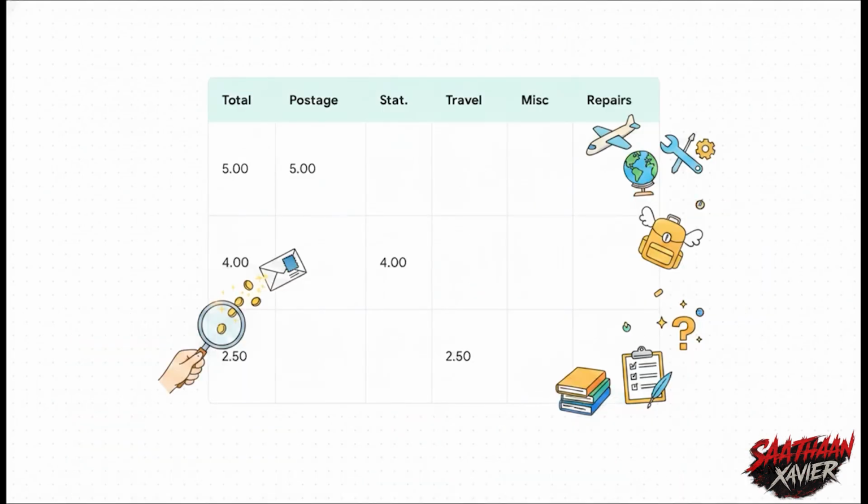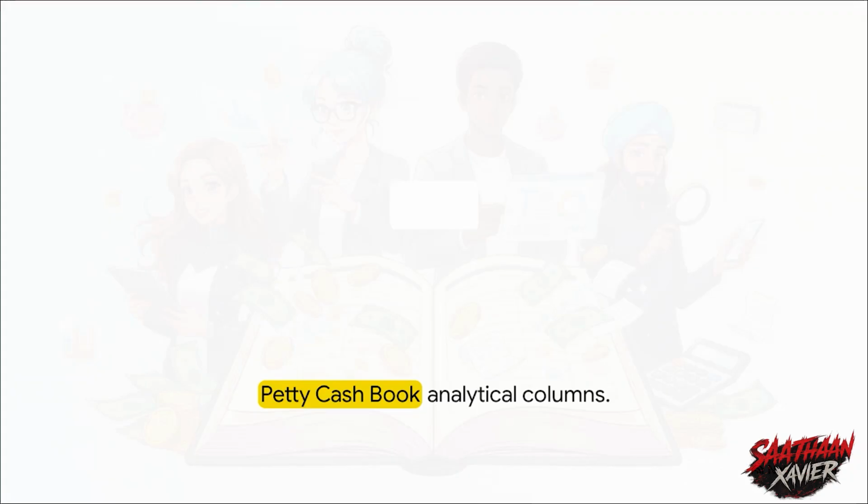And to keep track of where those small drips of money are actually going, the petty cashier uses analytical columns. Instead of just vaguely writing payment, they record the total amount and then break that amount out into specific categories like postage, stationery, or traveling. The whole petty cash cycle flows so logically.